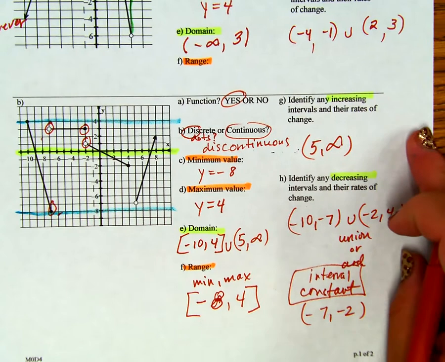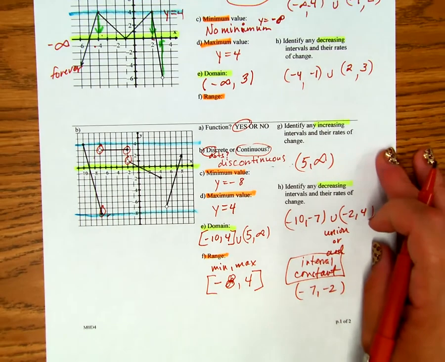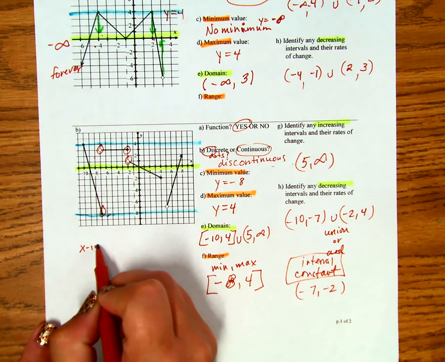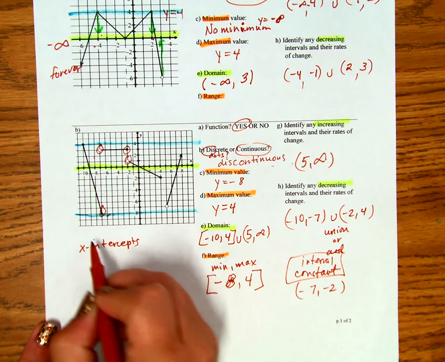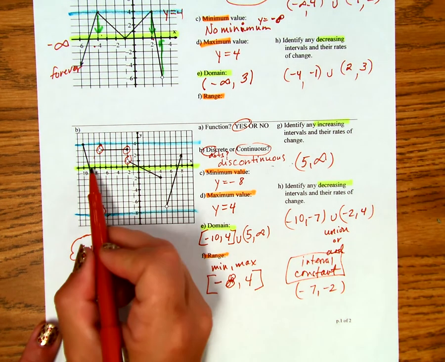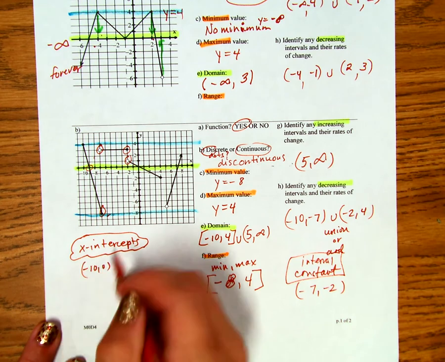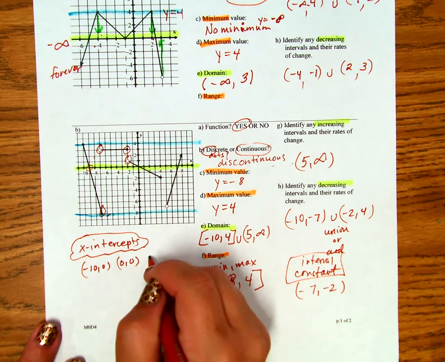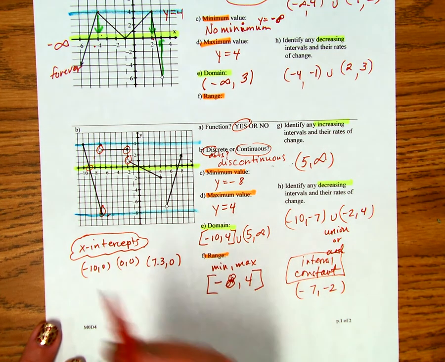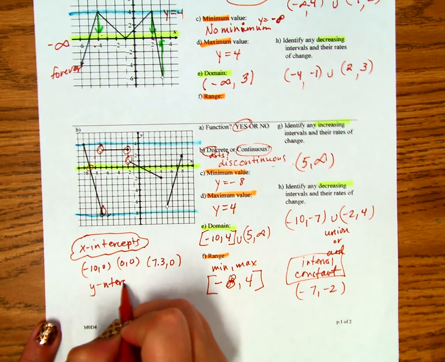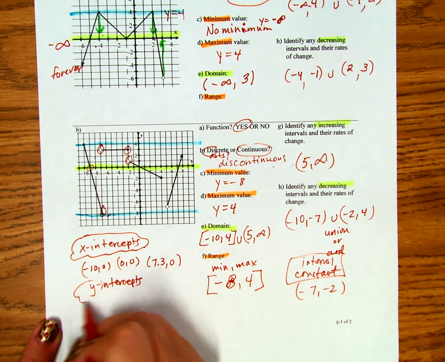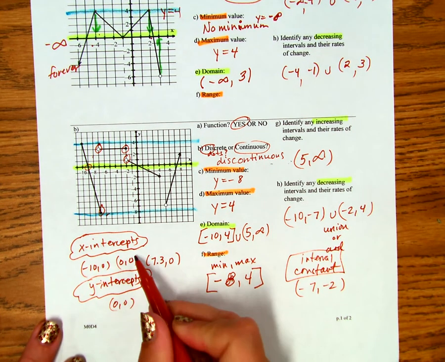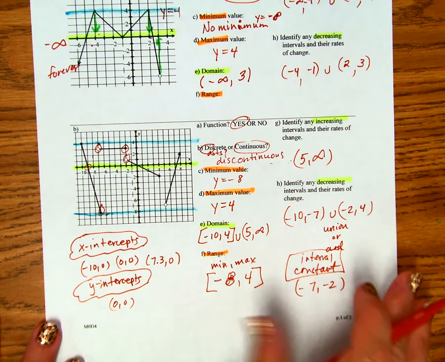Last but not least, neither of these graphs asked for the x and y intercepts, so let's just take a peek at what those would be. Here, the places where we touch the x-axis are the x-intercepts, where y is 0. There are 3 of them. There's -10, 0. There's 0, 0. And there's about 7.3, 0. For the y-intercepts, the x is 0. Where do we touch on the y-axis? Only one spot at 0, 0. Sometimes the x and y-intercept are the same because they're both the origin.